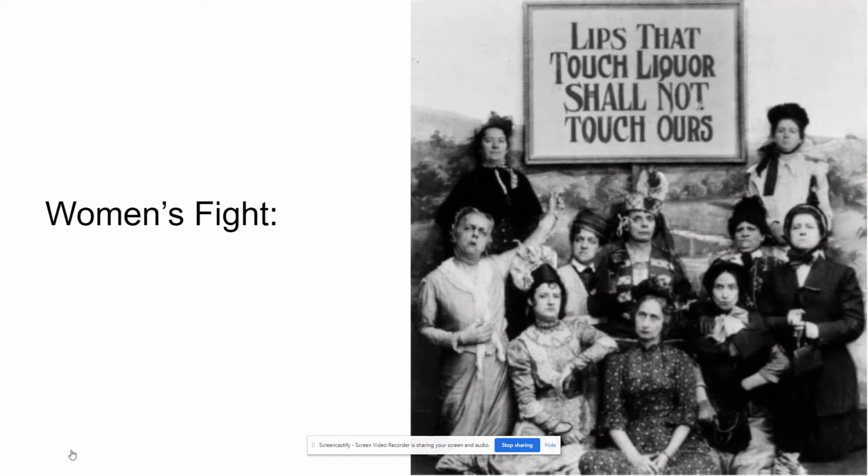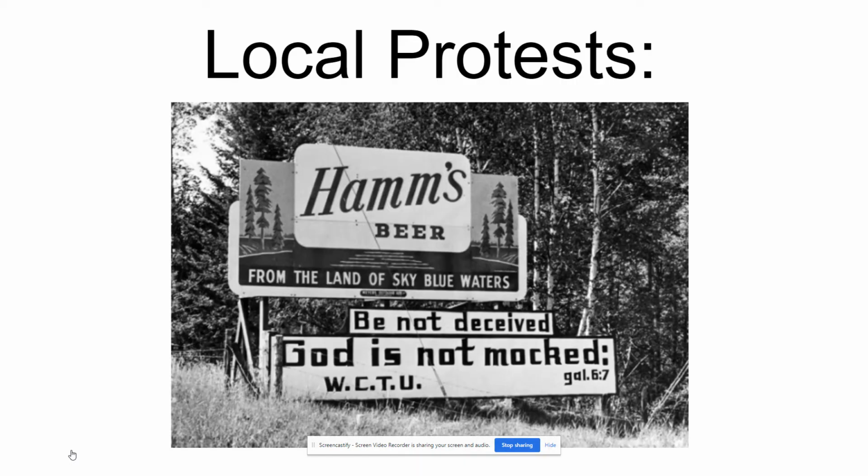Now here's that group again. Lips that touch liquor shall not touch ours, of course, using a little influence and pressure there. Always like that picture. That's what they did. They focused on fighting alcohol. And here's another picture again. There's an advertisement for a type of beer, and here the WCTU has put up their own sign: Don't be deceived. This beer doesn't serve God in any way.